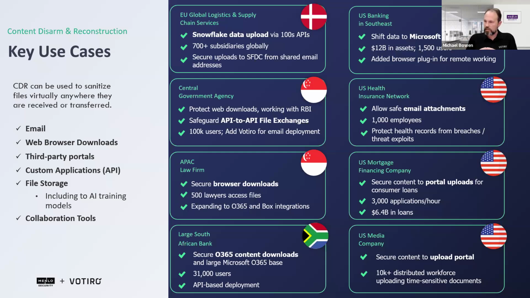We have APIs that allow you to integrate this product with third-party portals and custom applications. Anywhere that a file might transact, we can scan it using APIs. We can also scan online storage like S3 buckets, Dropbox, Box, or FileCloud. Any places where you might be storing files, we are able to extract this content, examine it, and make it safe. And then we also do this across many collaboration tools such as Teams.